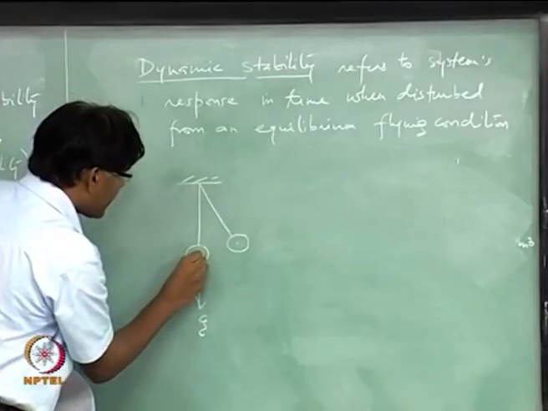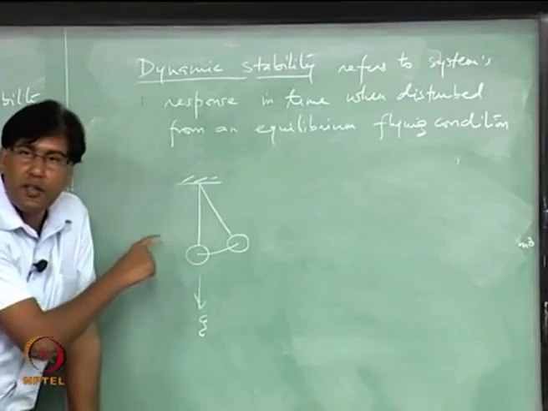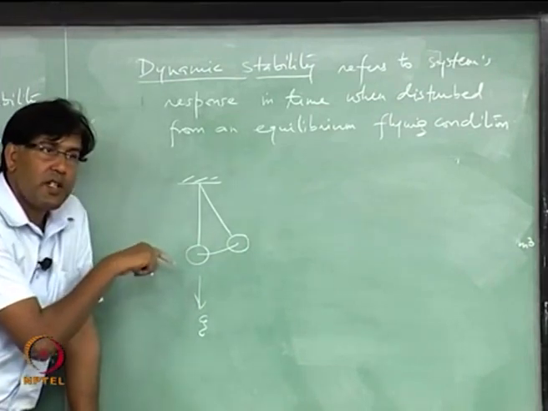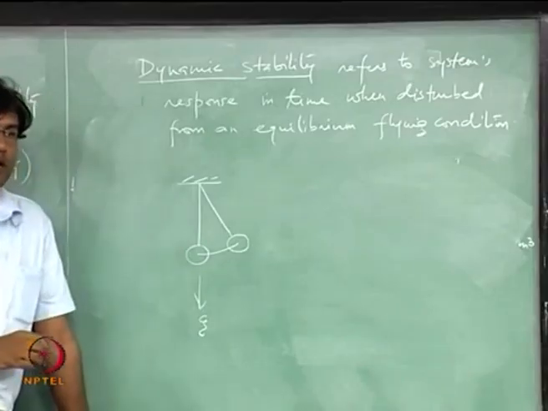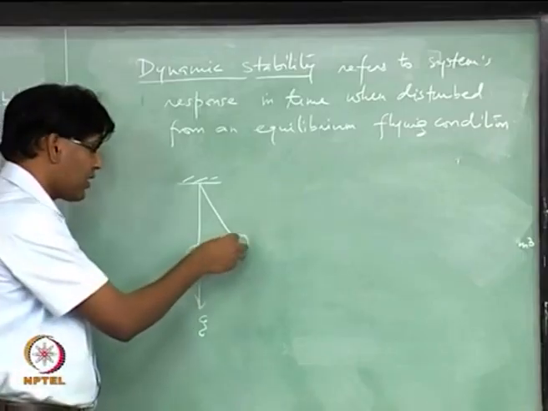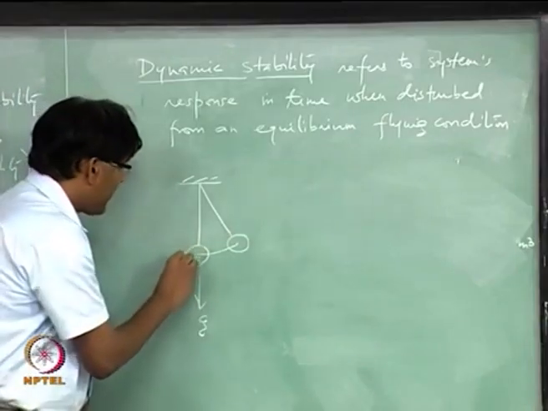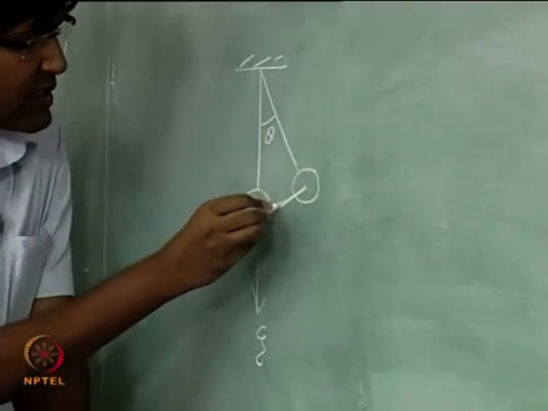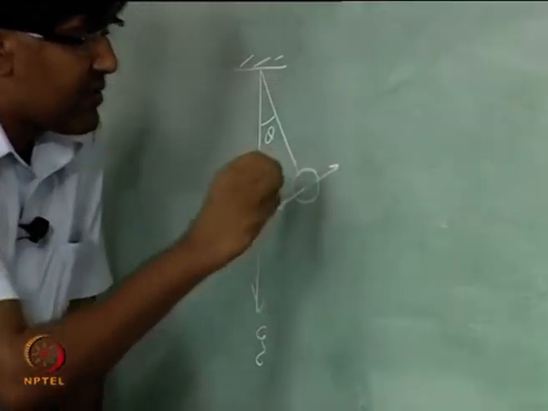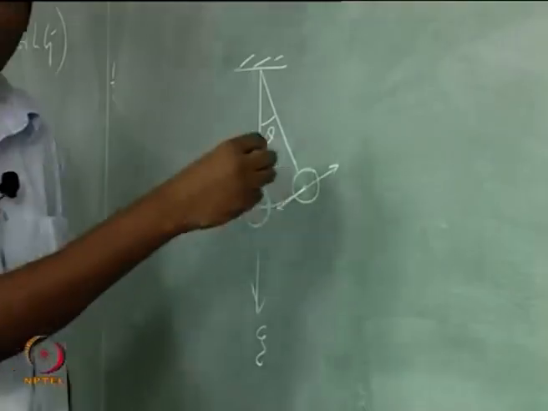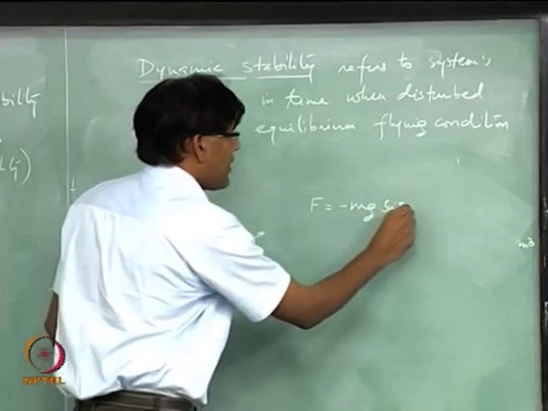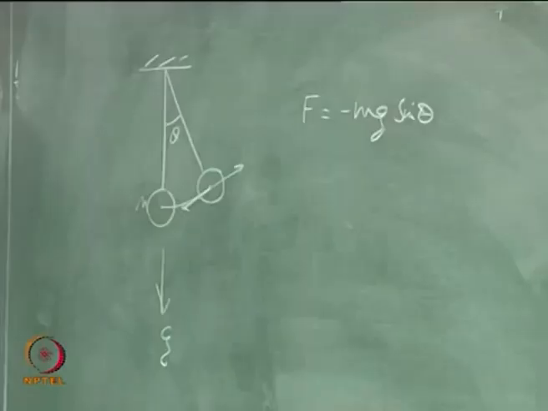So whenever there is a displacement, this position is the position of rest. So whenever this pendulum is disturbed from this position of rest, there is a force developed on this mass m, which is, so if I take force as the positive along theta, then this force is minus mg sin theta, right.